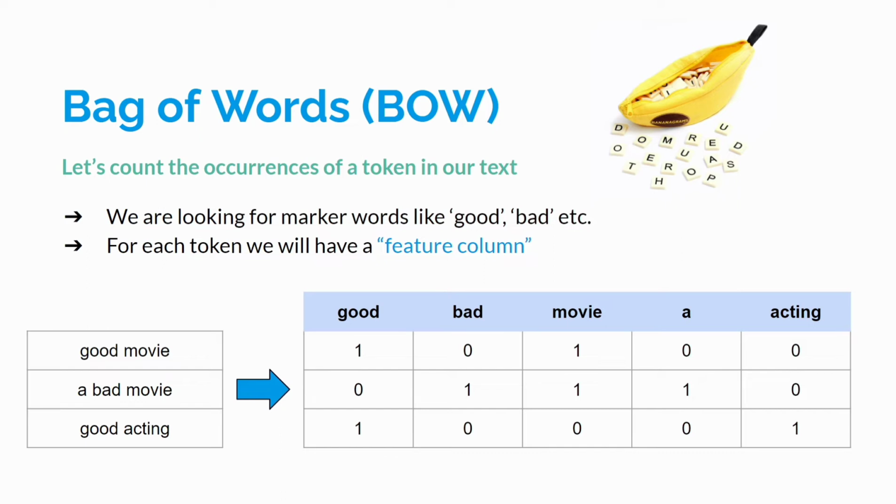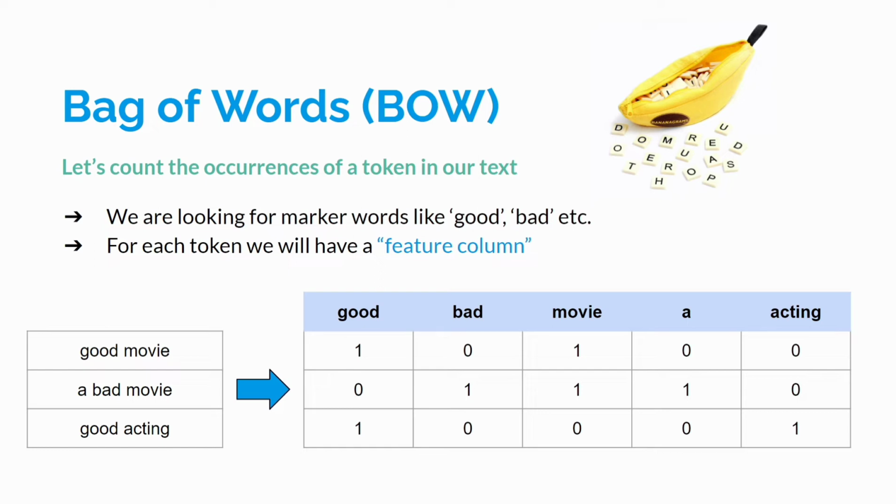And in a bad movie, 1 is populated for these corresponding tokens, and 0 is filled everywhere else. Similarly for good acting. So this was the simple bag of words model where we used a single token as a feature for our feature vector, and we just count their occurrences in the given sentence. Next, we will look at the N-gram features.